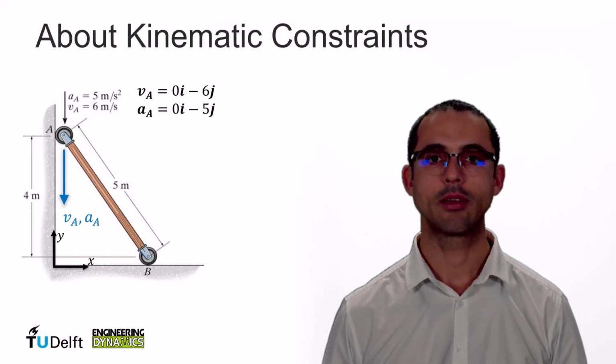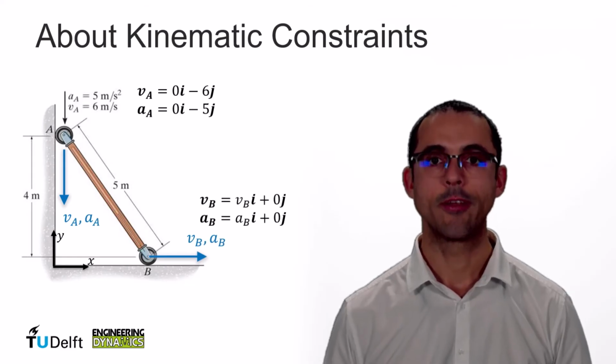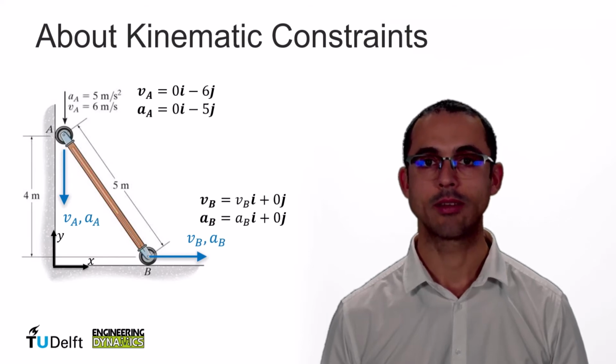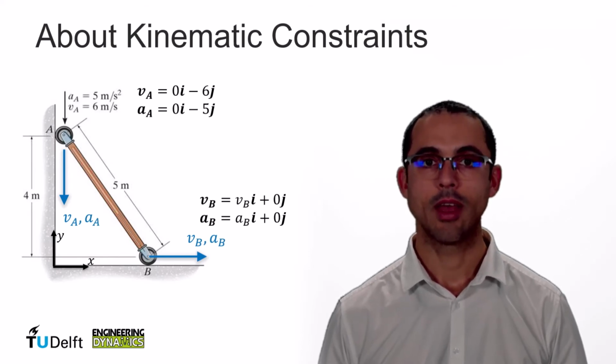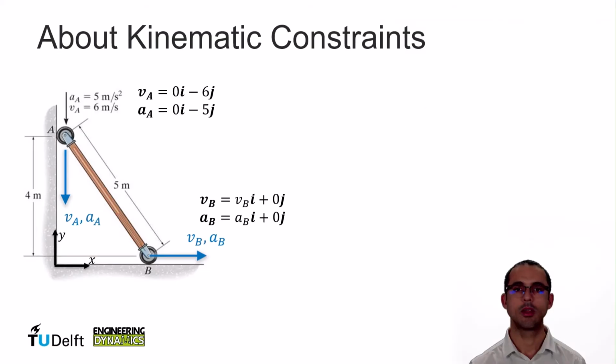At the bar end given by point B, we have only horizontal motion, such that the velocity and acceleration vectors can be written as shown. Note that their magnitudes are unknown and we can calculate them. The constraints have now been written in a form that is consistent with our coordinate system. Let's now solve for VB and AB.